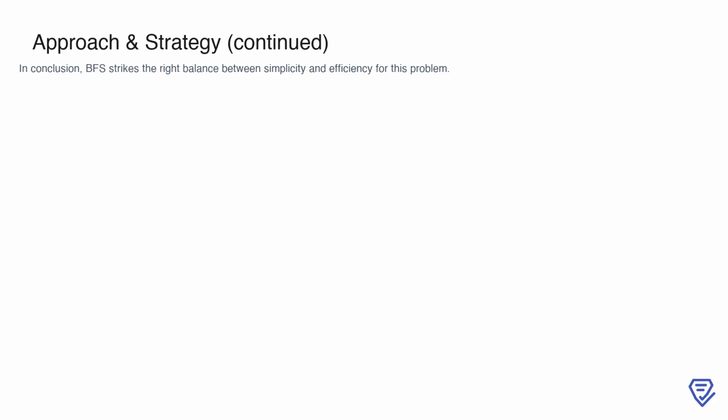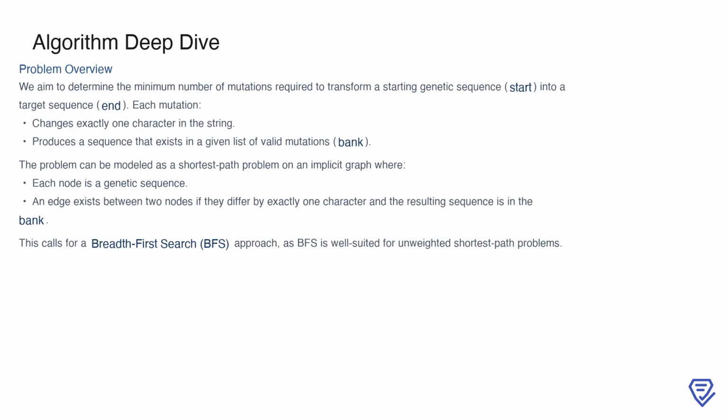The goal of this problem is to determine the minimum number of mutations needed to transform a starting genetic sequence into a target sequence, given a list of valid intermediate sequences. Each mutation changes exactly one character in the sequence, and the result must be a valid sequence found in the provided bank. This can be thought of as a shortest path problem on an implicit graph. Each sequence represents a node, and an edge exists between two sequences if they differ by exactly one character and the resulting sequence is valid according to the bank.